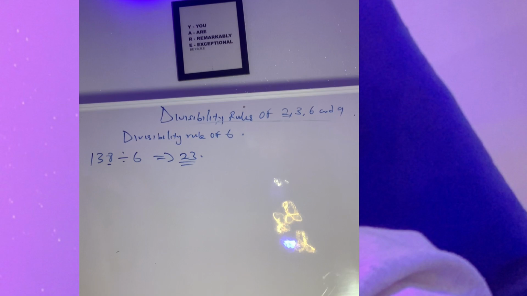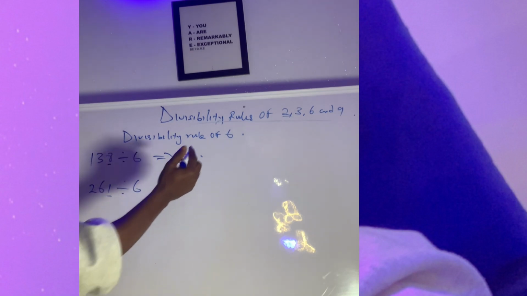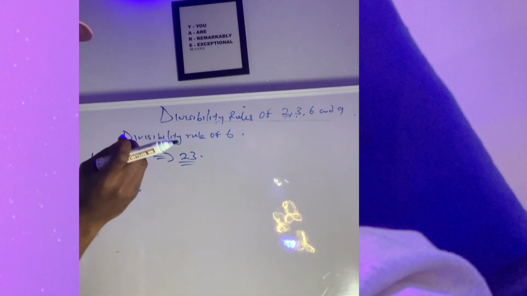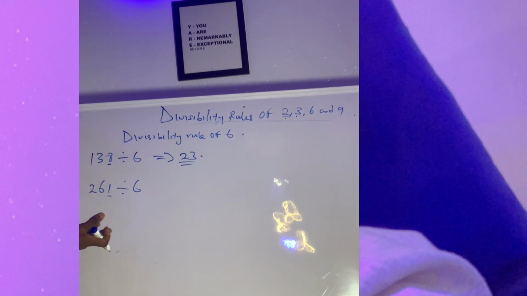So let's look at the next one now. Next number, 261. Can 261 be divided by 6? We will know. First of all, the last digit here is a 1. It's an odd number. And we said that for a number to be divided by 6, it must pass the divisibility rules of 2 and 3. The divisibility rule of 2 states that the number must end with an even number or a 0. But now it is ending with an odd number, so it cannot be divided by 2.